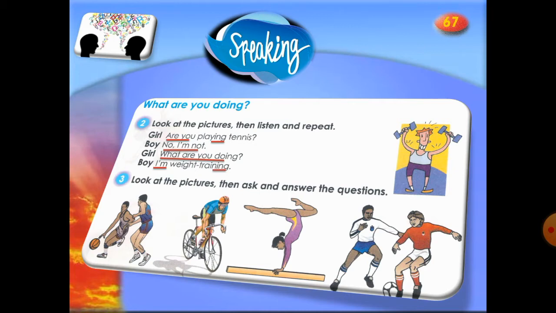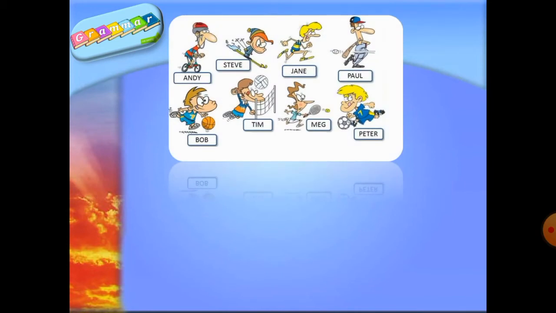Boy, I'm playing basketball. Okay, you can do the same for number 2, 3, and 4. Okay, we have another grammar exercise. It's very interesting again to revise the present continuous. Yes, make question and answer. We have a picture.